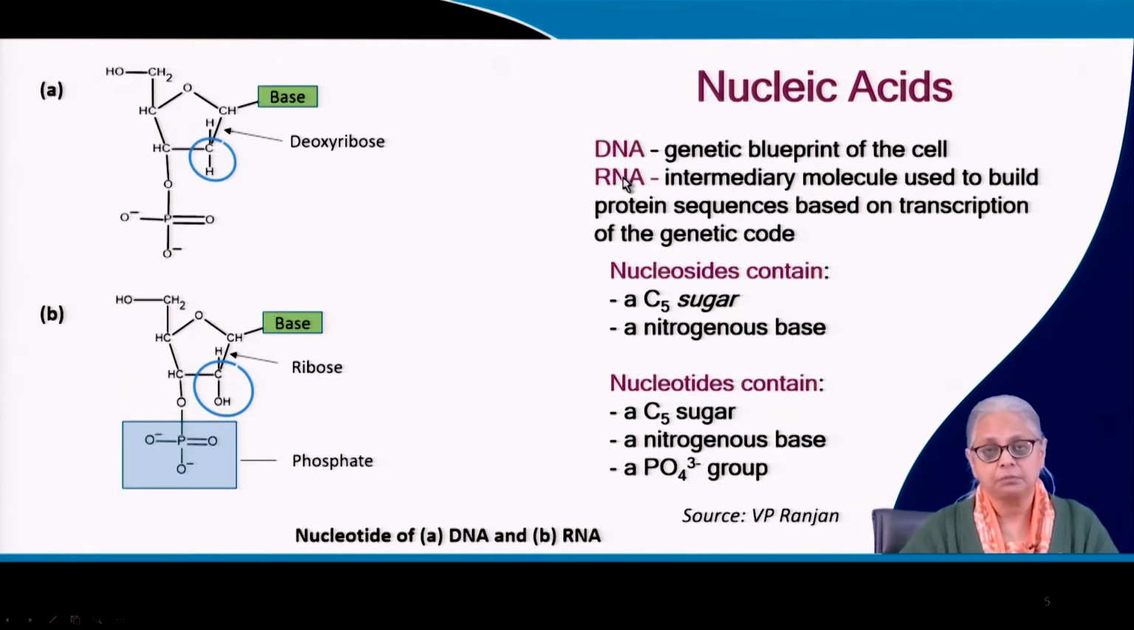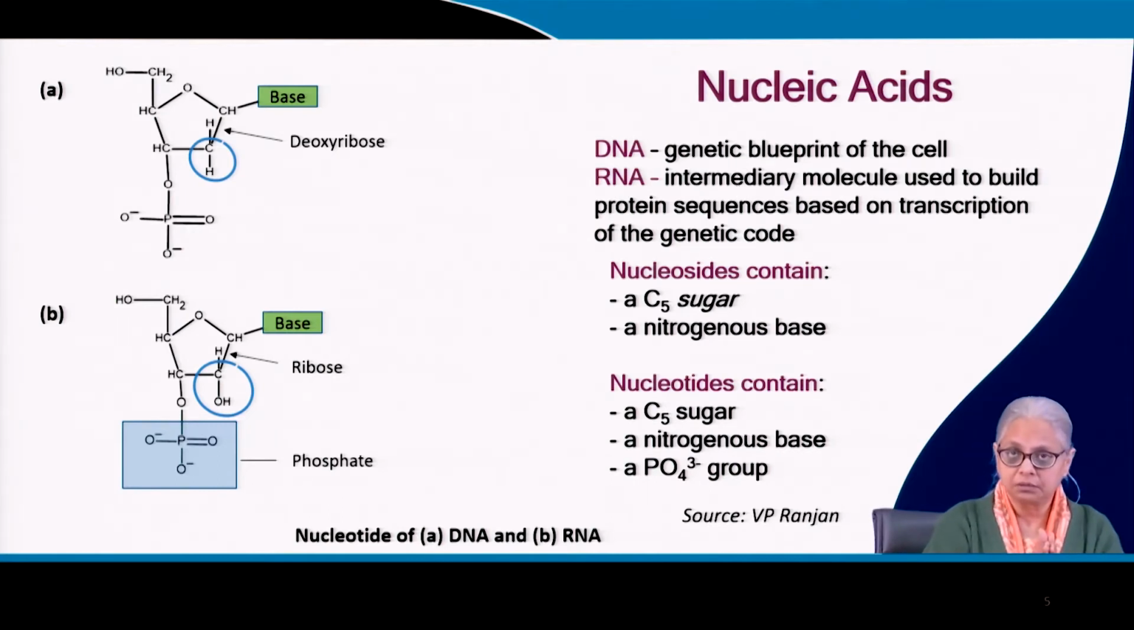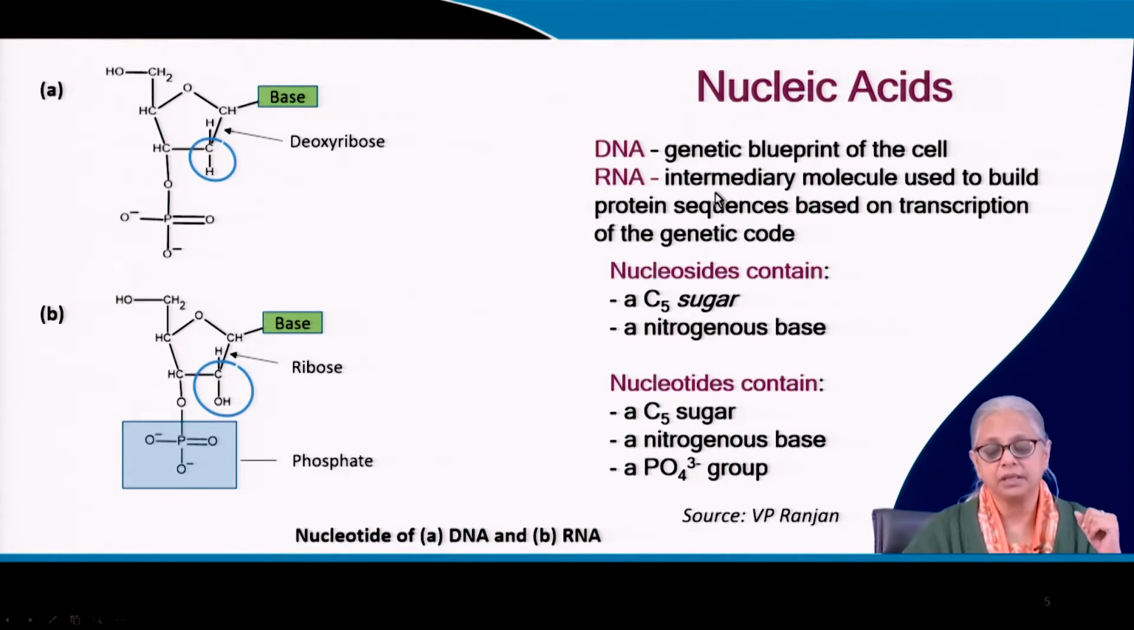And in the RNA molecules, which are intermediary molecules, so you have the DNA after the strands are split apart, a single strand of the DNA is going to serve as a template for the messenger RNA. The messenger RNA and the transfer RNA will then come together on the ribosomal RNA to bring the amino acids in the right sequence and form new proteins. So all the RNAs are intermediary molecules that are used for building the protein sequences based on transcription of the genetic code.